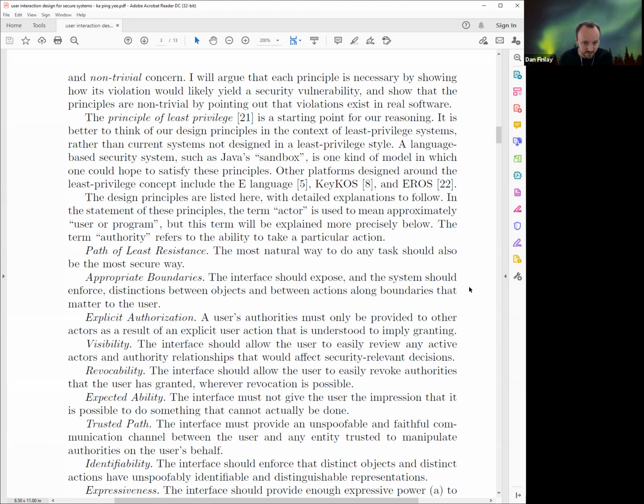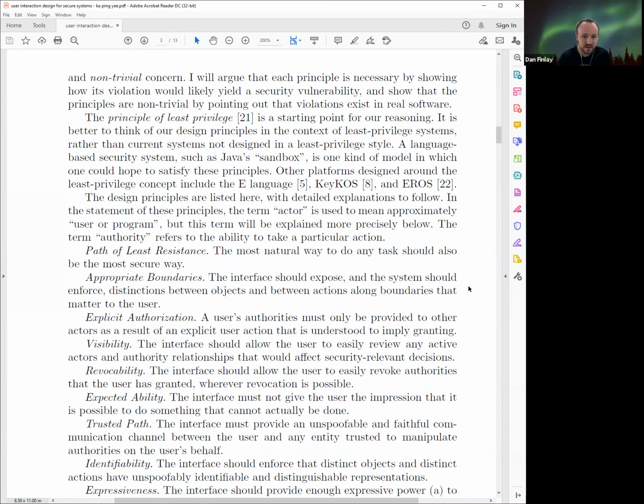The design principles are listed here with the detailed explanations to follow. In the statement of these principles, the term actor is used to mean approximately user or program, but this term will be explained more precisely below. The term authority refers to the ability to take a particular action. Path of least resistance. The most natural way to do any task should also be the most secure way. Appropriate boundaries. The interface should expose and the system should enforce distinctions between objects and between actions along boundaries that matter to the user.